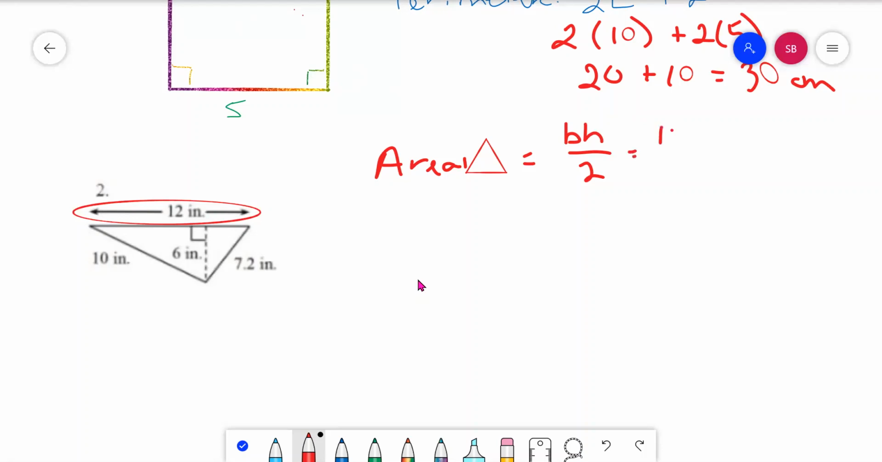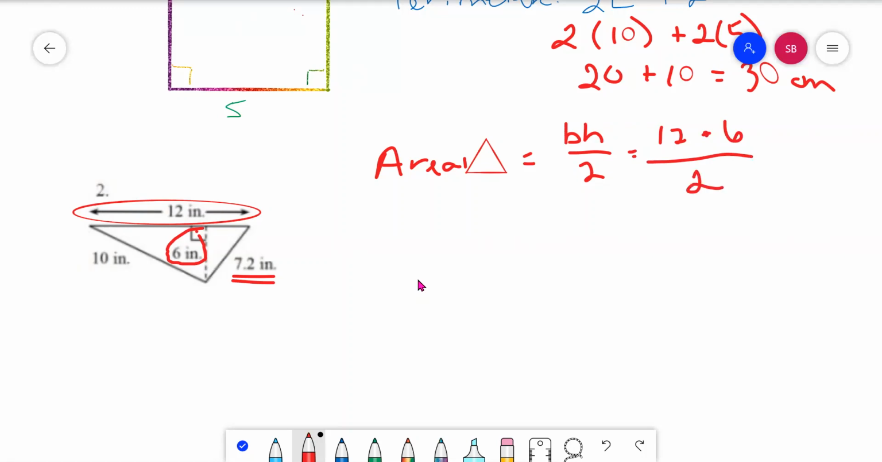So I know I'm going to do 12 times, and the height is in here with this right angle. So find the right angle within the triangle. A lot of people try to do it times this number, 7.2, but that's wrong because that's not the height. It's talking about from the bottom of the base to the top part of the triangle. Well, in this case, it seems reversed, but it's still the same. So I'm going to do 12 times 6, and then I'm going to divide that by 2.